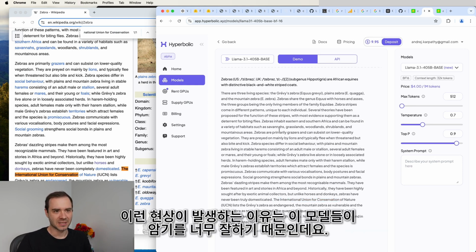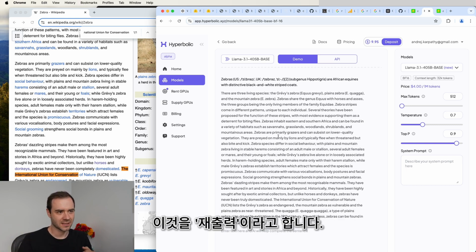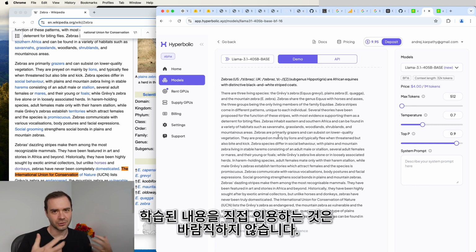Now, the reason that this happens is because these models can be extremely good at memorization. And usually this is not what you want in the final model. And this is something called regurgitation. And it's usually undesirable to cite things directly that you have trained on.